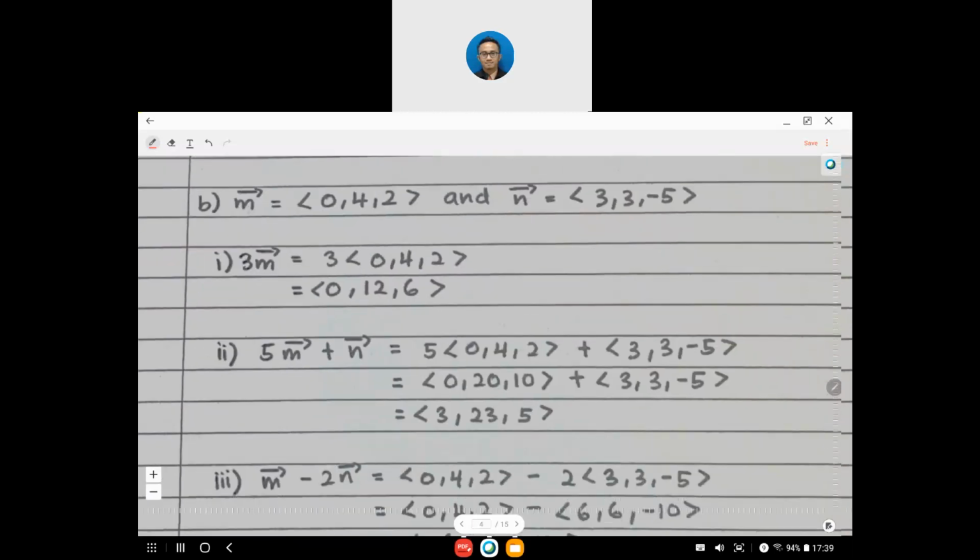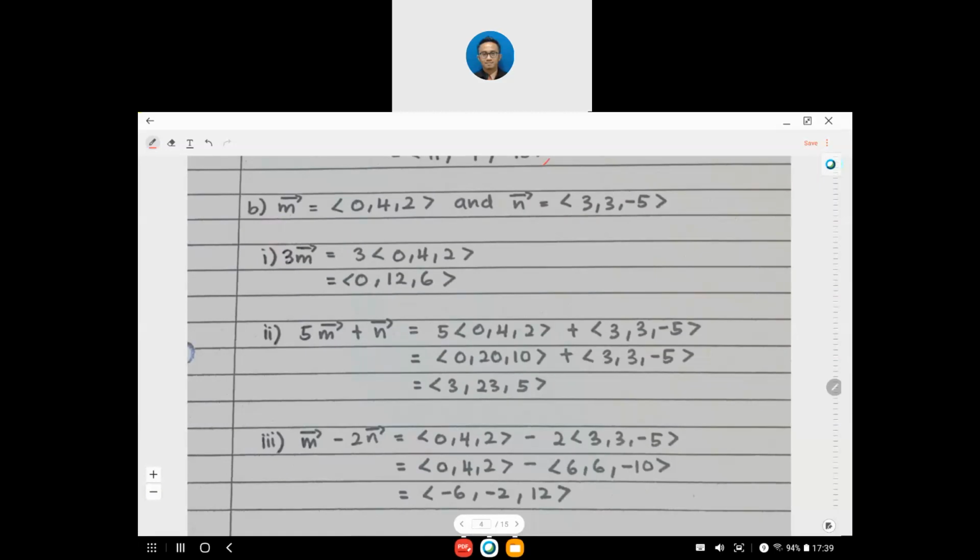For question B, you have m equal to 0, 4, 2, and n equal to 3, 3, 5. So vector 3m equals 0, 12, 6. Vector 5m plus vector n, you get 3, 23, 5. And then vector m minus 2n. For this n, you must multiply by 2 first. So you get negative 6, negative 2, 12. That one is for question B.